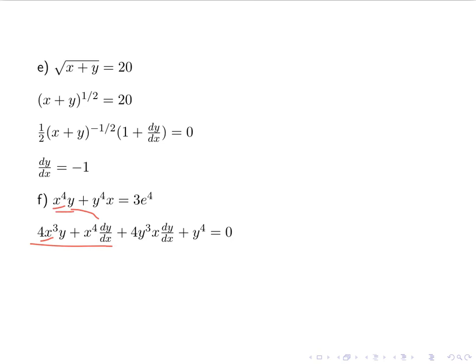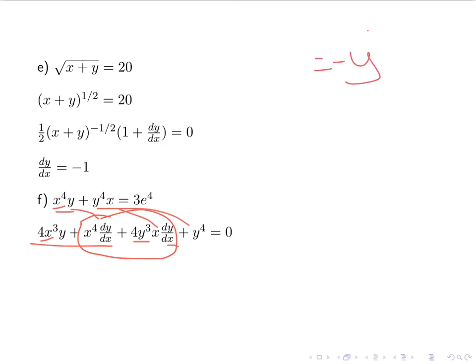And then the second one, the derivative of y to the 4th is 4y cubed times dy/dx times the other function. And then the derivative of x is 1 times the other function, which is y to the 4th. And then 3e to the 4th is a constant. There's no variable there, so the derivative is 0. Okay. Again, I want to get dy/dx by itself. So everything with dy/dx, namely these two, are going to stay. The others are going to be brought over to the other side.